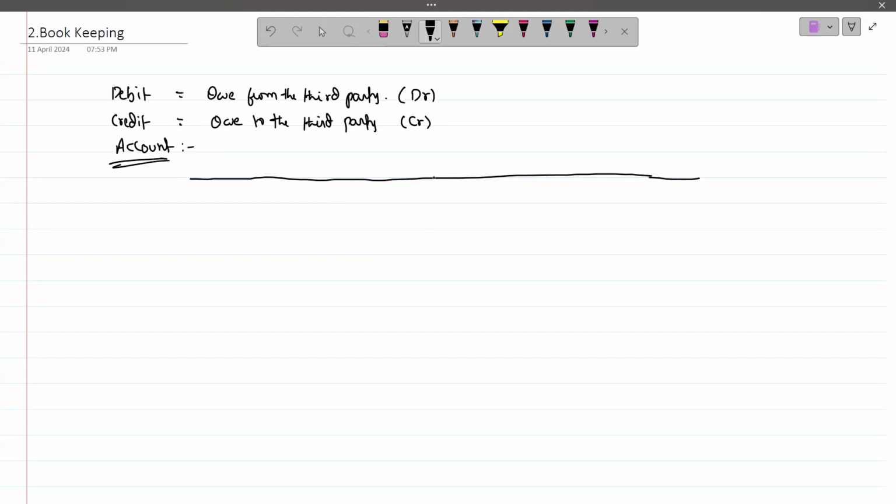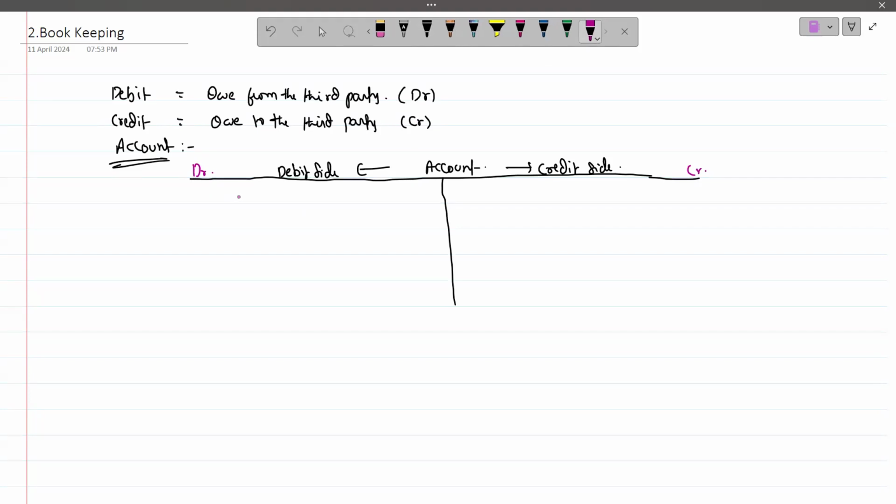It is a T-shaped format, consisting of two sides. The left hand side is called the debit side and the right hand side is called the credit side. On the left hand side at the corner we mention Dr, and on the right hand side at the corner we mention Cr.